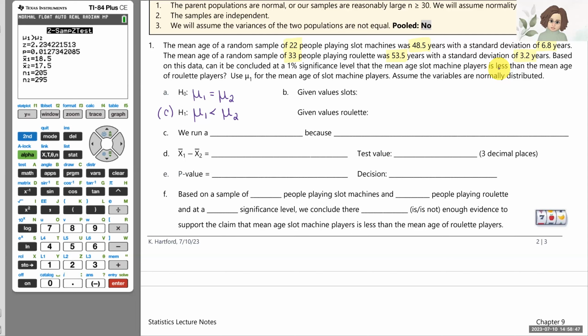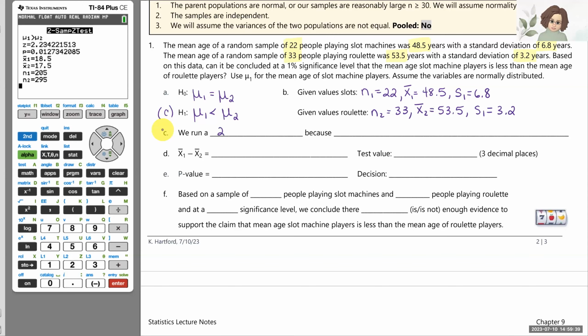And then we'll summarize the given information. For the slot machine players, our first population, we had n1 = 22, x bar 1 = 48.5. And that standard deviation again was for that sample of 22, so that's our sample standard deviation. And then for roulette, we had 33 people in the sample. The mean came out to be 53.5 years. And the standard deviation for those 33 people, the sample standard deviation, was 3.2 years.